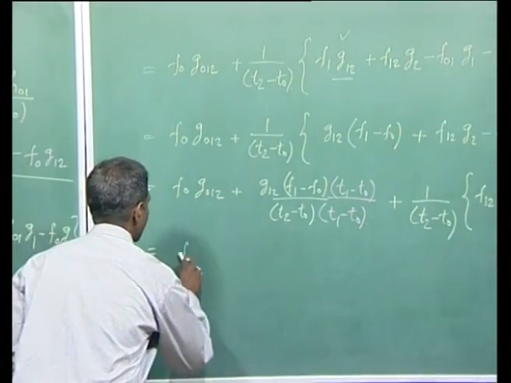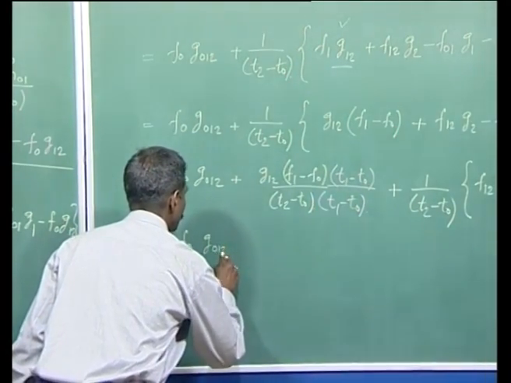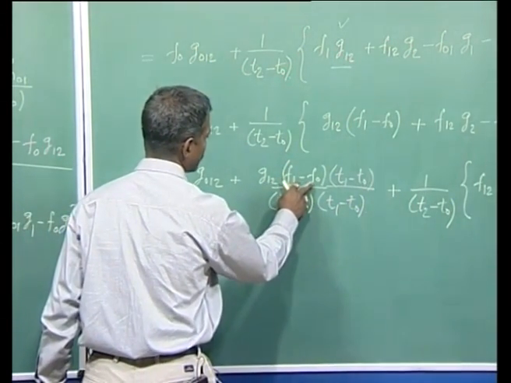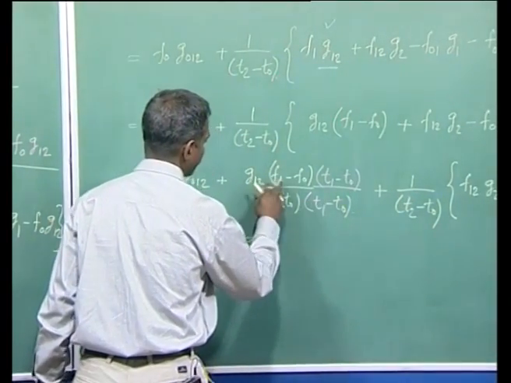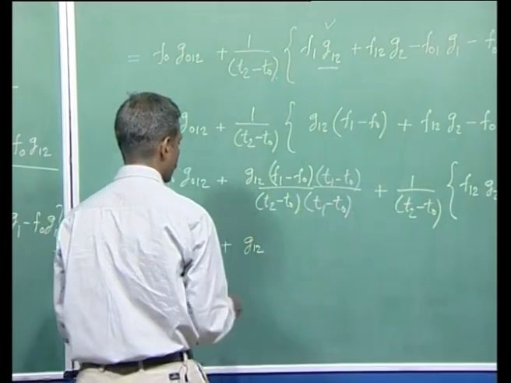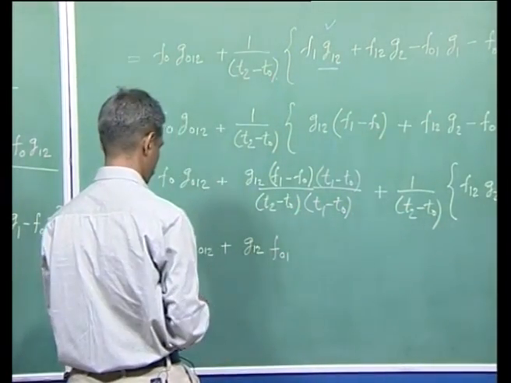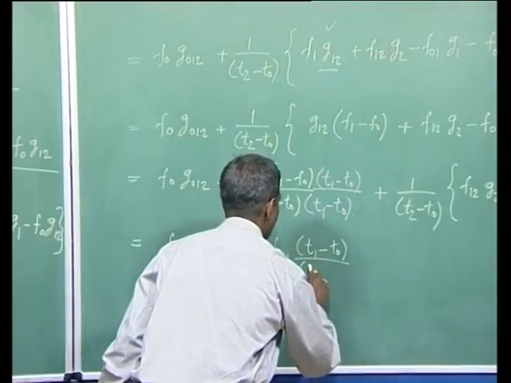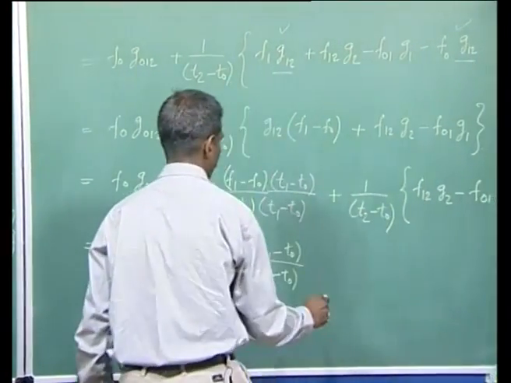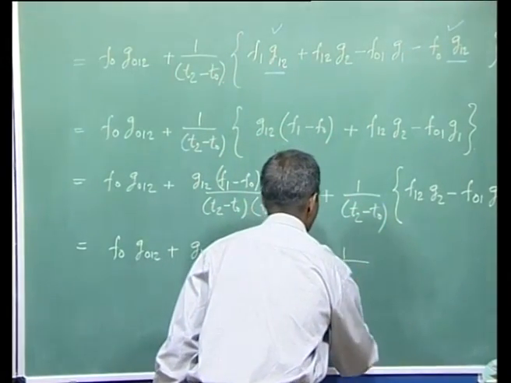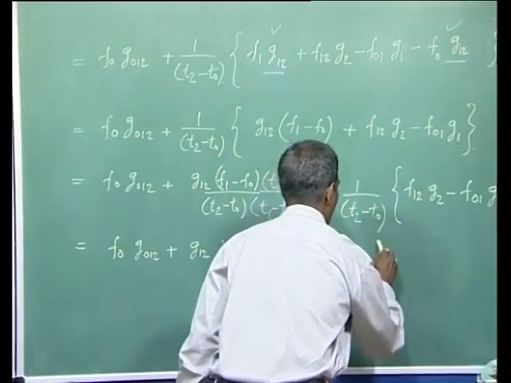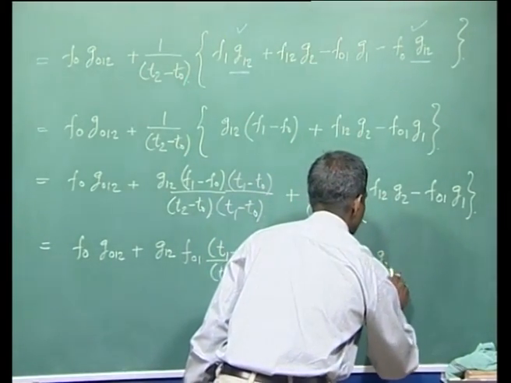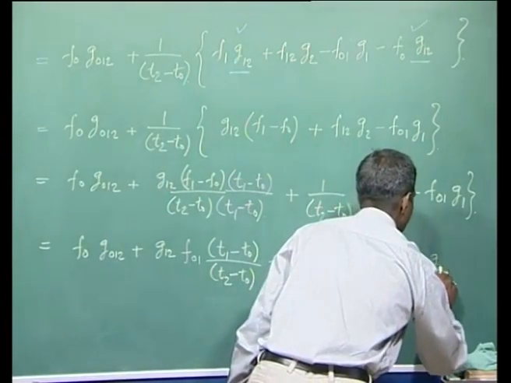This is F0 G012 plus G12 times F1 minus F0 over T1 minus T0, which is the first divided difference in F. I can write this as F01 times whatever is left, T1 minus T0 over T2 minus T0, plus 1 over T2 minus T0 times F12 G2 minus F01 G1.